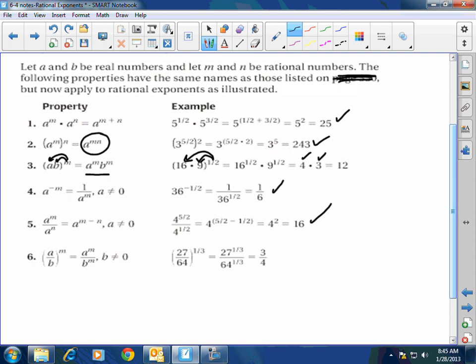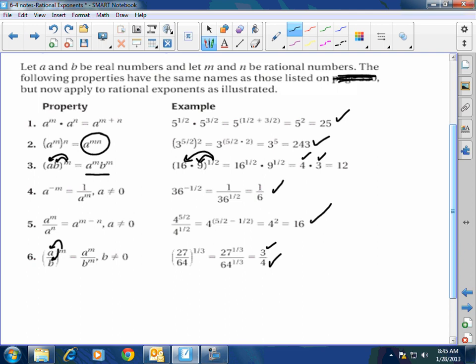And last but not least, if I have a quotient inside of parentheses and I am raising that quotient to a power, I must distribute that power to all of the exponents inside of the parentheses. So a over b in parentheses raised to the m power will be a to the m over b to the m. So if I have 27/64 to the 1/3 power, that's going to be 27 to the 1/3, which is the cube root of 27, which is 3, over 64 to the 1/3, which is the cube root of 64, which is 4.